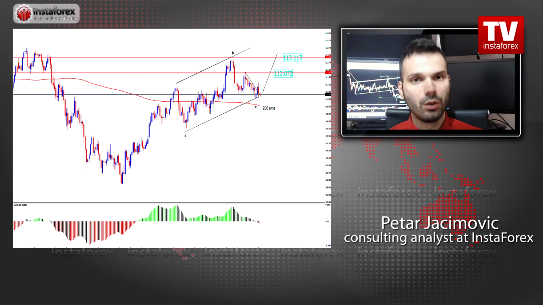On the USD versus Japanese yen, I found an interesting situation there because the price is about to test the 200 simple moving average, which will act like support. But what I also found is basically a potential running flat type of bearish correction. So there is an upward channel, and the running flat is potentially active on this currency pair.